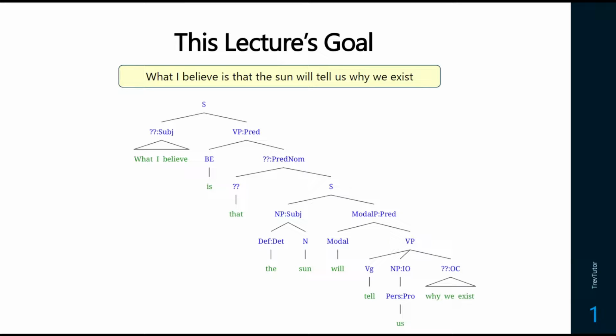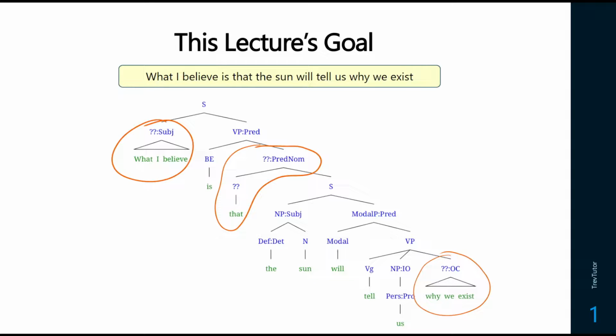This lecture's goal is to come up with a structure for the sentence "what I believe is that the sun will tell us why we exist." There are a few things we don't know how to deal with. The subject, what I believe, that the sun will tell us why we exist. We have some sort of subordinator going on, a new clause. And then why we exist is also something interesting we'll have to investigate. So we're going to deal with the that first.